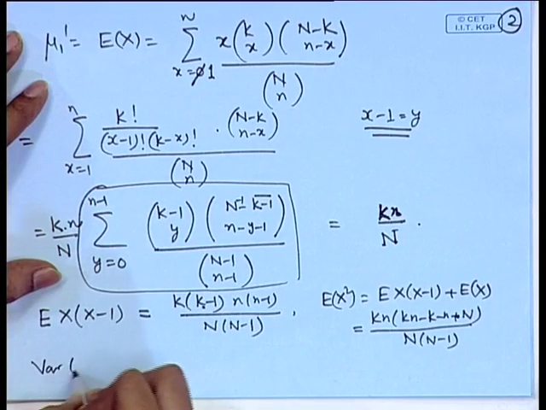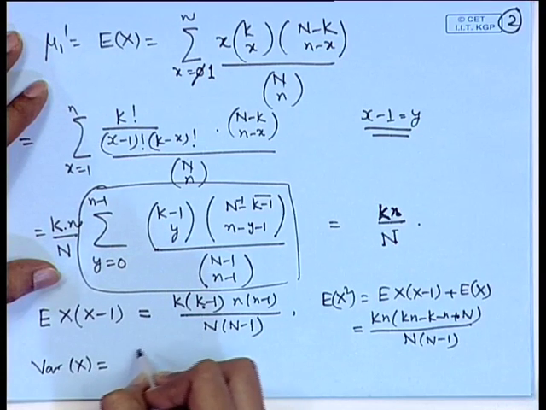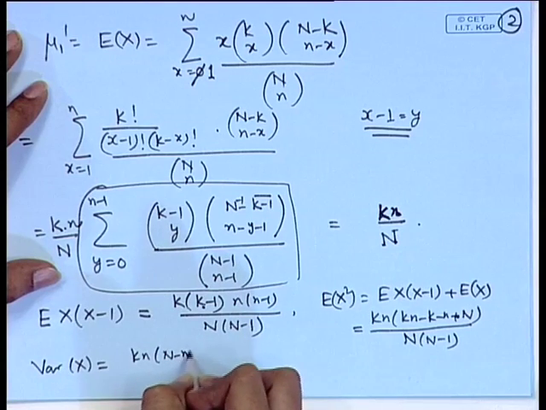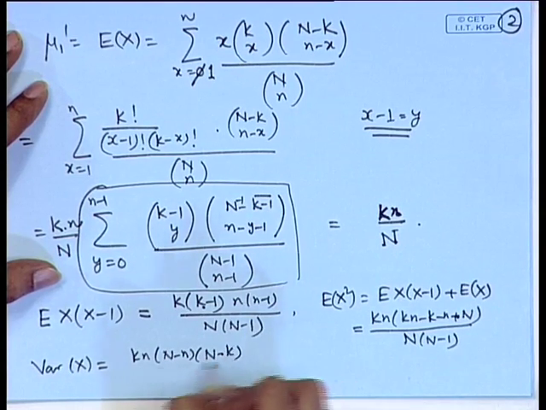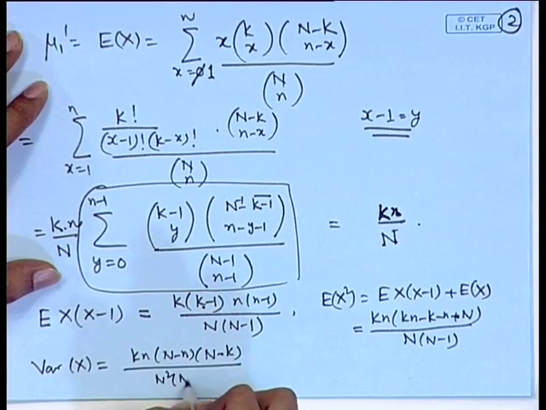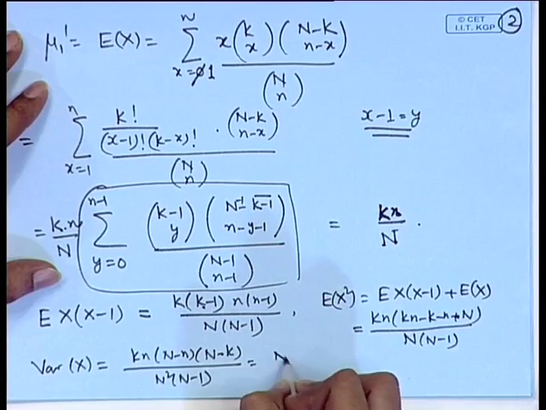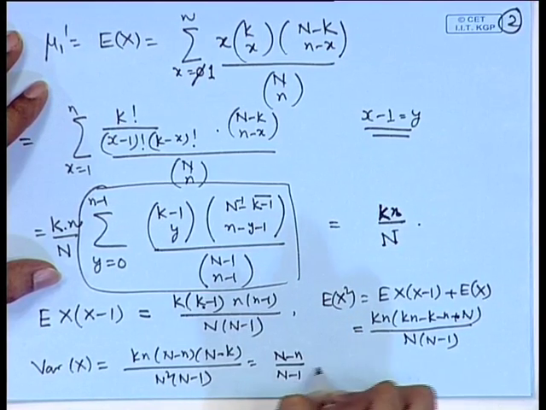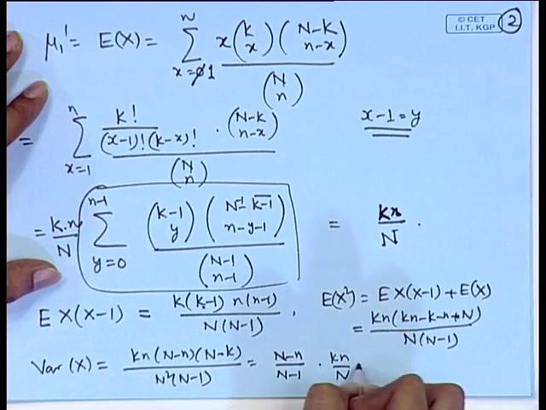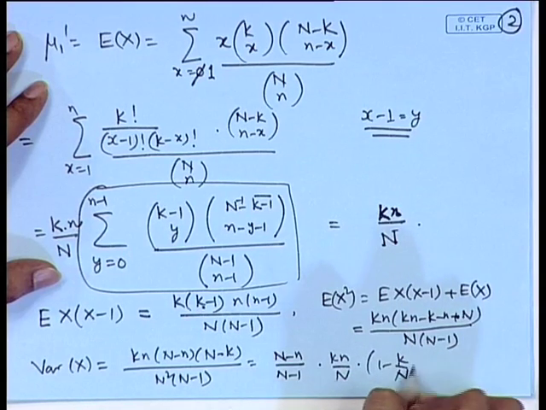Therefore, variance of x will become equal to (N minus n) by (N minus 1) times kn by N into (1 minus k by N).